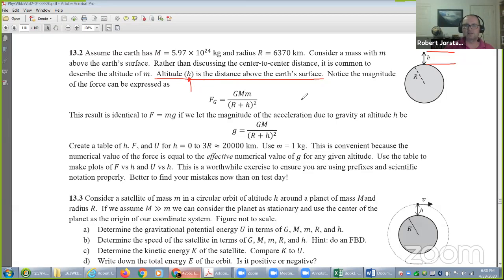It turns out, think about this, the radius, which is the center to center radius, is going to be r plus h. So all I'm saying here is notice that if we have a problem on the test where I talk about altitude, you have to remember to add in the radius of the planet.